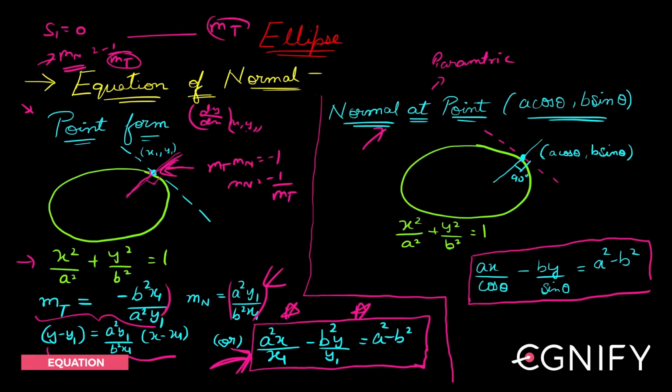Coming to the normal at a point a cos theta, b sin theta, or the parametric form of normal. So we already know that every point on an ellipse can be represented as a cos theta, b sin theta. So instead of this x1 y1, I can replace it with a cos theta and b sin theta to get this as my final expression. There's nothing complicated about this as well. You just have to put a cos theta, b sin theta in this equation to get this equation, which is basically the equation of a normal in the parametric form. With this done, let's look at what are co-normal points.